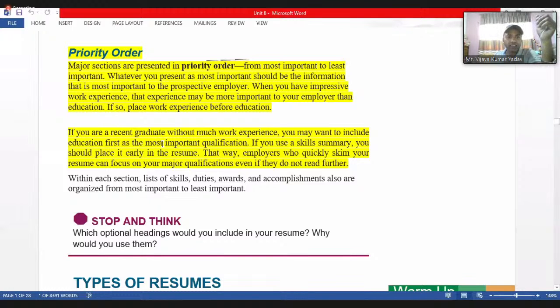If you are a recent graduate without much work experience, you may want to include education first as the most important qualification. If you use a skills summary, you should place it early in the resume. So in priority order, we mention the most important information first and then the least important information. Concerning educational qualification and experience, if experience is most important to the prospective employer, write experience first, then qualification. Did you understand?